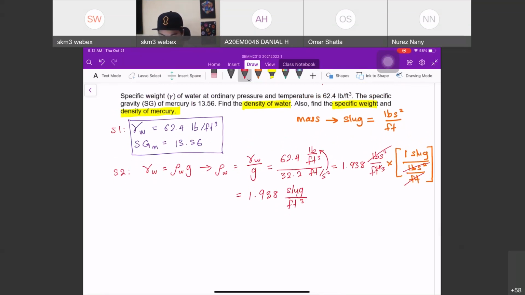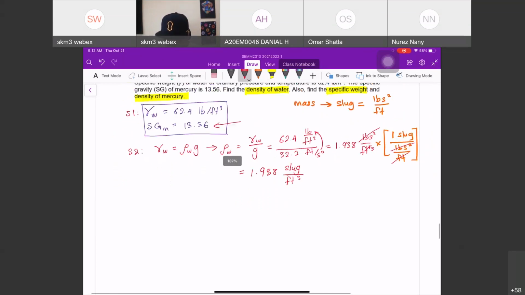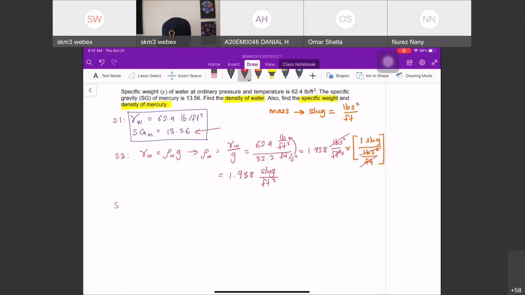Alright, now we go to the second question: specific weight and density of mercury. This is for mercury, not the water. So if we refer to the mercury, we must use the second one, which is this one. So from here, step number 3: specific gravity of mercury. What's the formula of specific gravity? We have the density of mercury over the density of water.